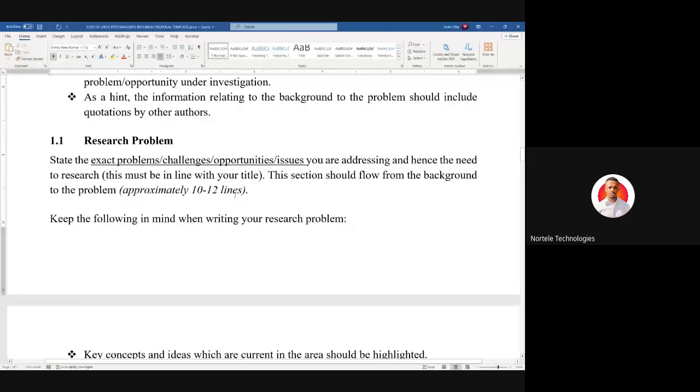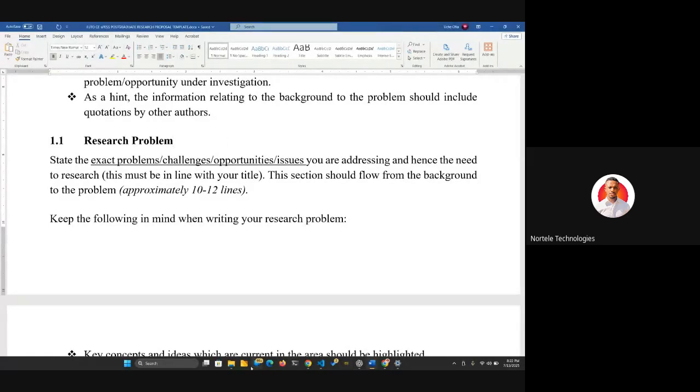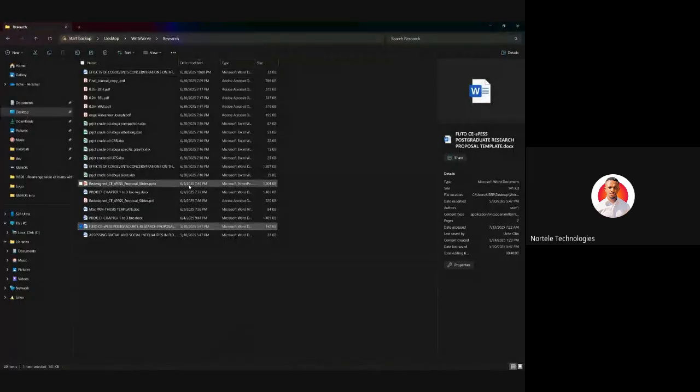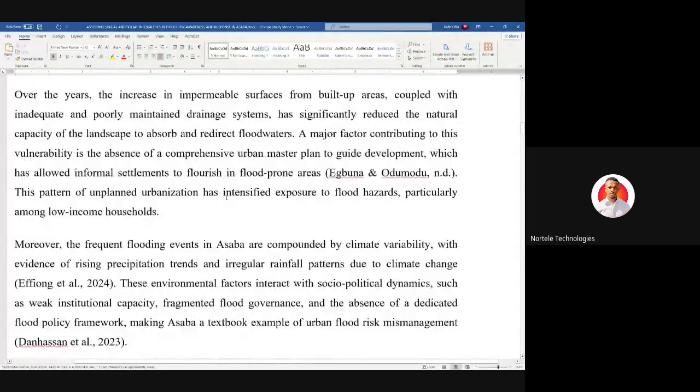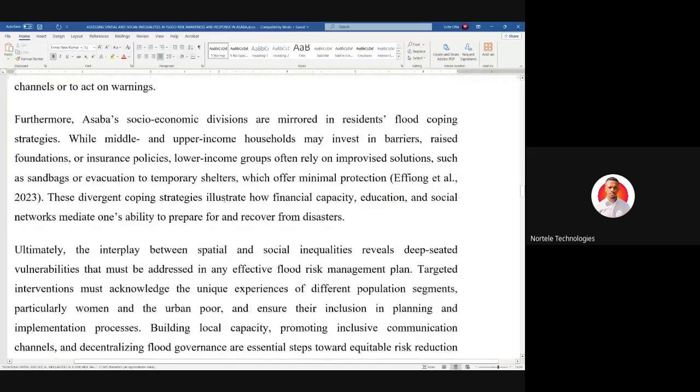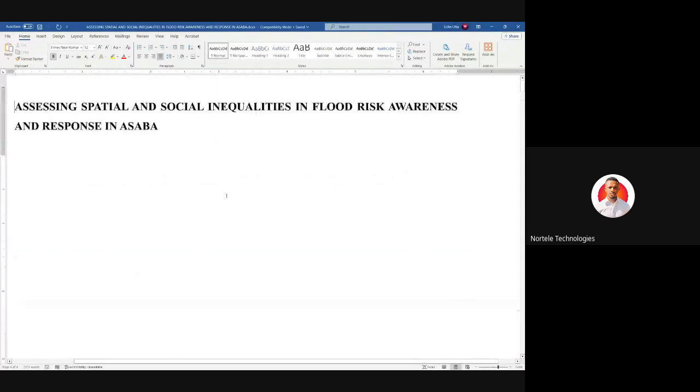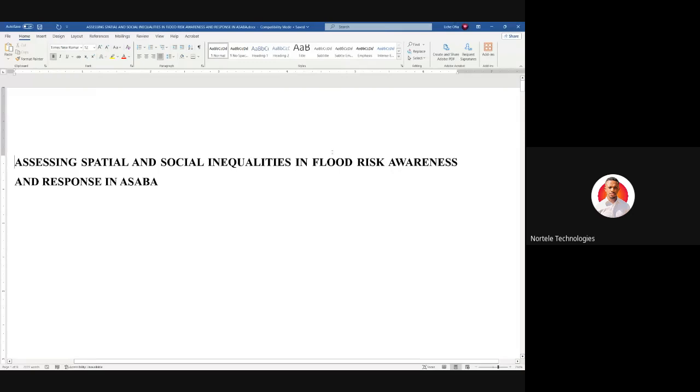So I'm going to open a typical research problem so that you understand what I'm saying in case you don't understand. So this is what I mean. This is the number one place where we're always having questions come from: your research problem or statement of problem. So I'm just going to open a typical proposal. A typical proposal title is spatial and social inequalities in flood risk awareness and response in Asaba.